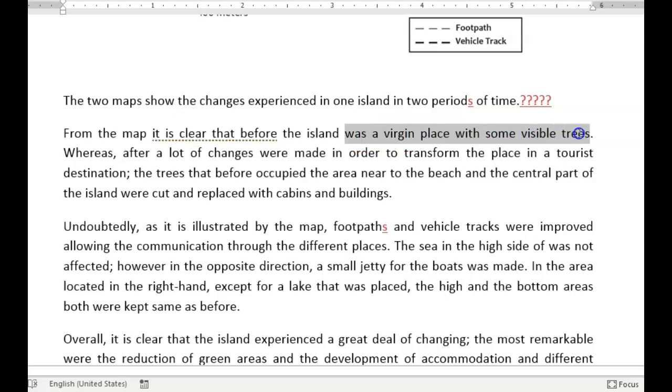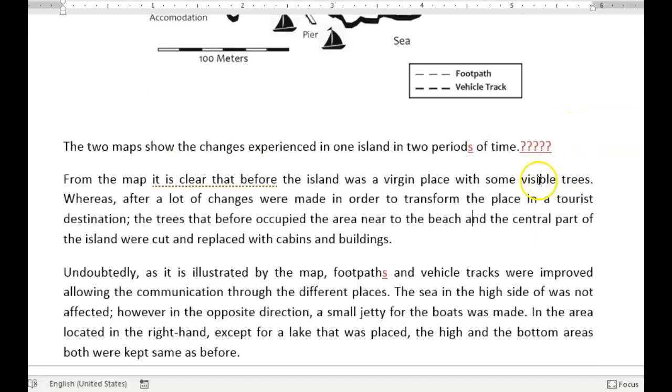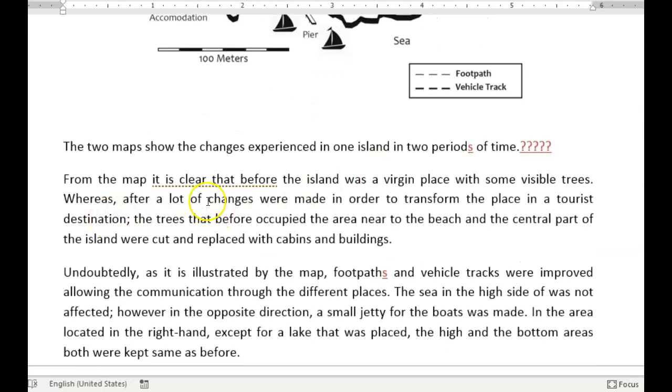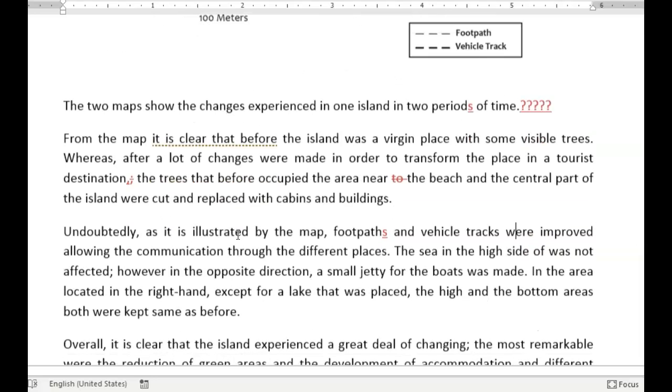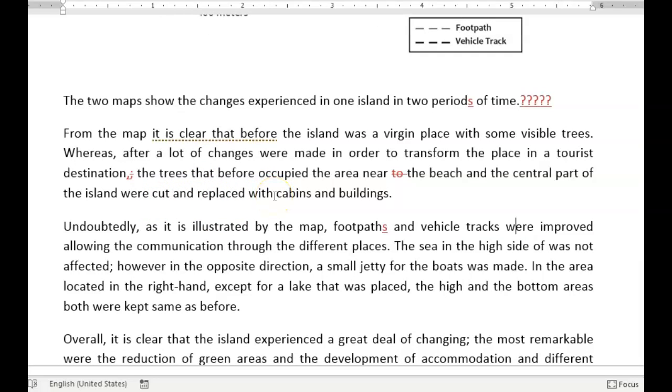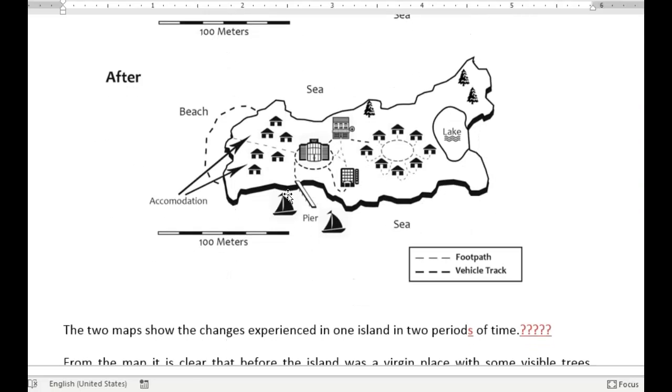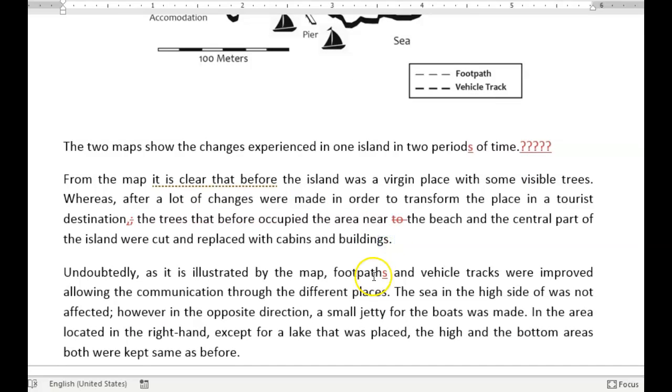Okay, this is a bit informal if you say it was a virgin place with some visible trees, with only a few trees growing. Okay. Whereas after a lot of changes implemented in order to transform the place into a tourist destination, the trees that before occupied the area near the beach and the central part of the island were cut and replaced. I wouldn't say that they were replaced by, were cut and cabins and buildings and a number of residential and commercial buildings were constructed or erected. Okay, so I have just rephrased this part.